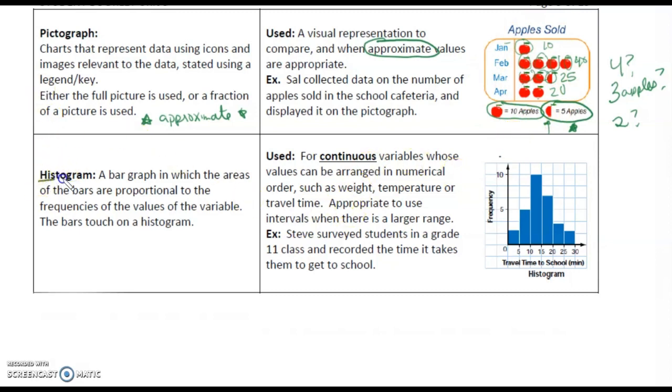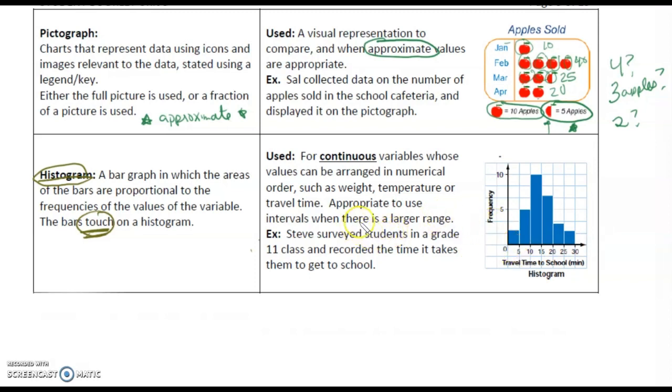Okay, now finally, histogram. A histogram is a bar graph in which the areas of the bars are proportional to the frequencies of the values of the variable. And the bars touch. That's important. These are used for continuous variables whose values can be arranged in numerical order, such as weight, temperature, or travel time.